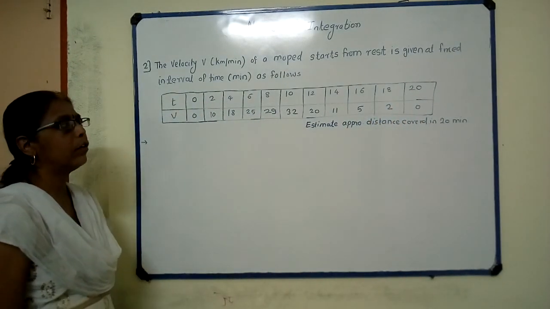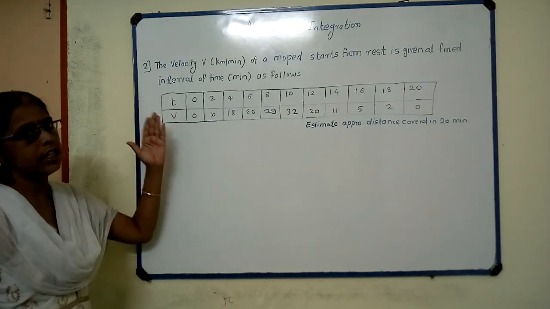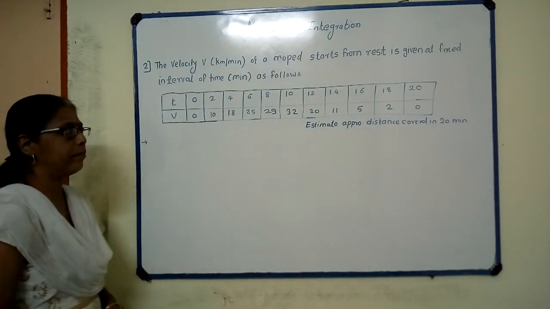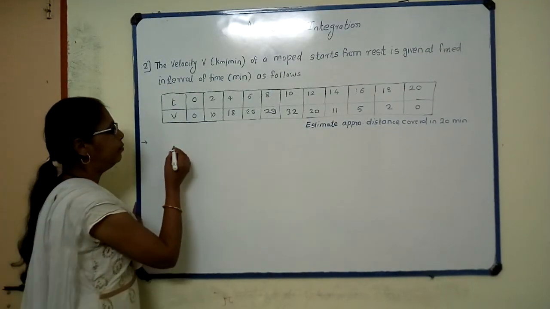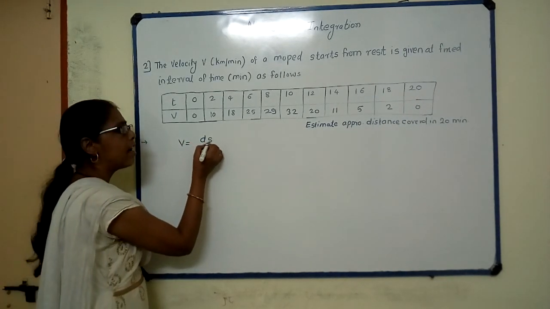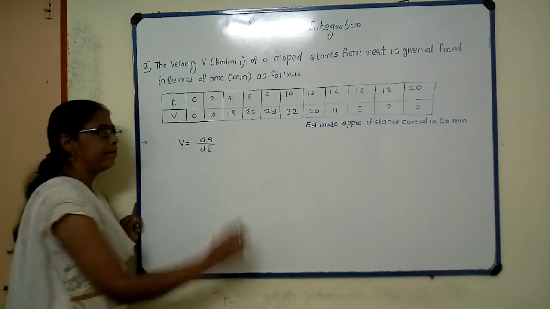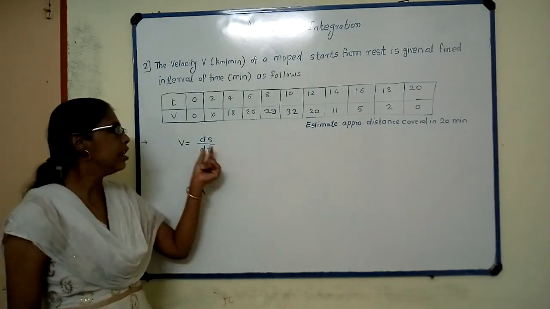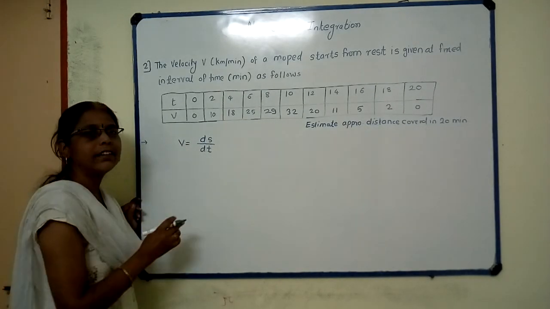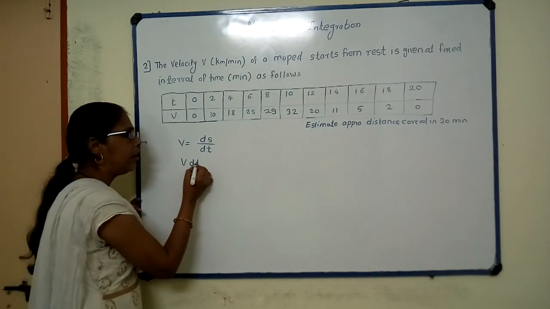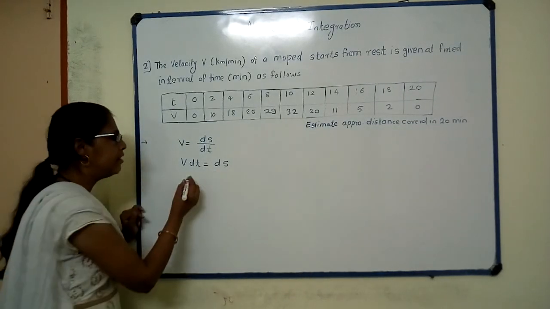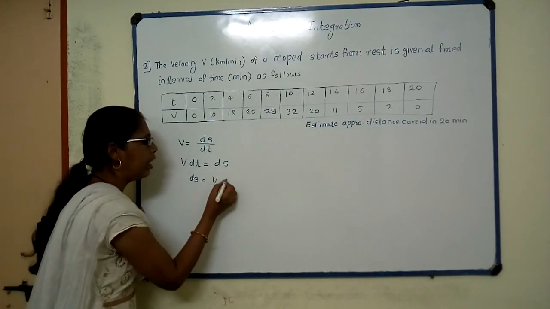So here we have to calculate distance by using velocity and time. Now we know the relation between velocity, time and distance is velocity v is equal to ds upon dt. Now take this dt to the left hand side. So v dt is equal to ds. We have to calculate distance, so distance ds is equal to v dt.